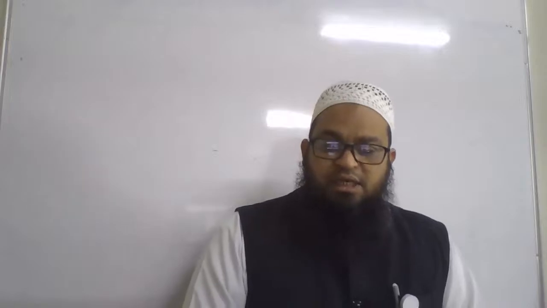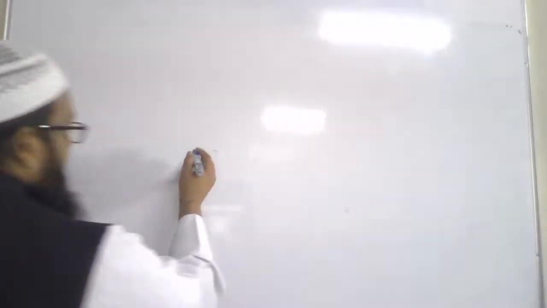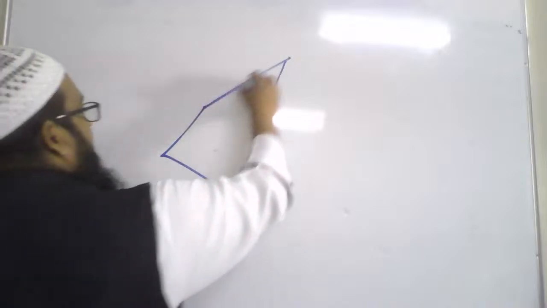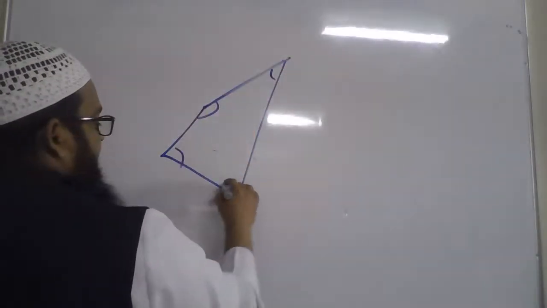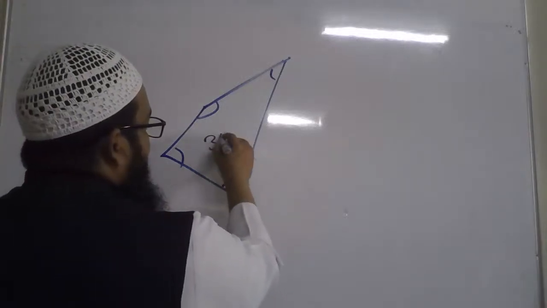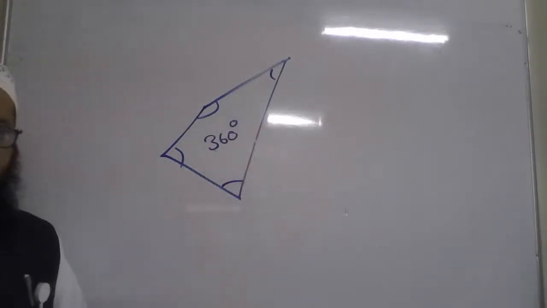The next question is: the sum of interior angles of a quadrilateral is what? Why are you so worried, my dear friends? A quadrilateral is a four-sided figure, right? So if you add all the interior angles, what is the sum? The sum of interior angles is equal to 360 degrees.